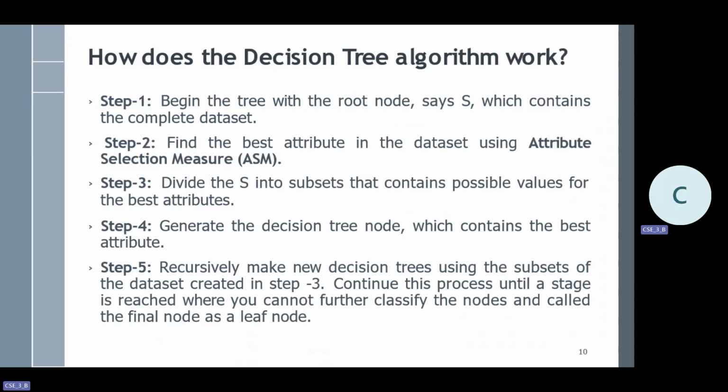Now we will see how the decision tree algorithm works. What is the first step? Begin the tree with the root node, which here we consider as S, containing the complete data set. Second step, find the best attribute in the data set using an attribute selection measure. In the decision tree there are different approaches, and here we are discussing the iterative dichotomizer ID3 algorithm. We are constructing the decision tree using this algorithm.